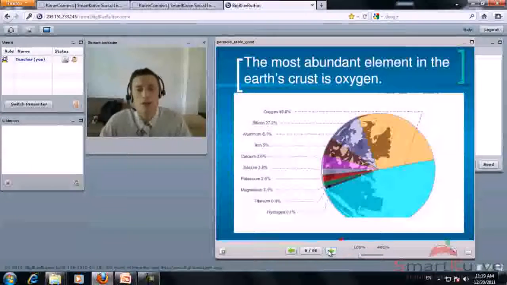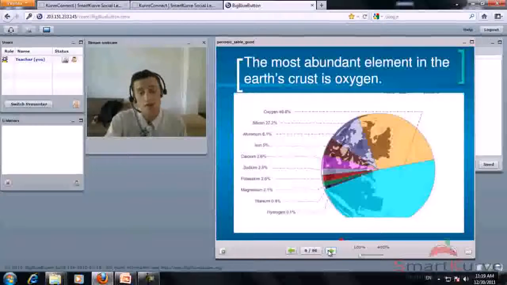Let's move on. Slide 6, the most abundant element in the Earth's crust is oxygen. That means there is more oxygen in the crust than any other element. You have an illustration of that here. The oxygen is the blue. We can see 46%. The next one is silicon with the yellow, 27%, then aluminum, iron, and calcium.